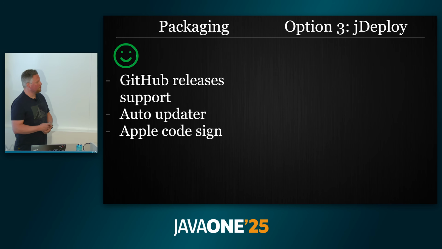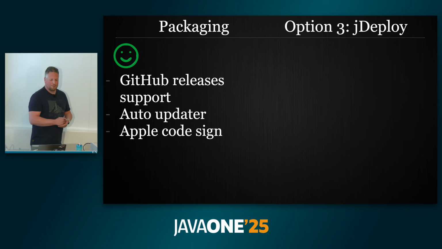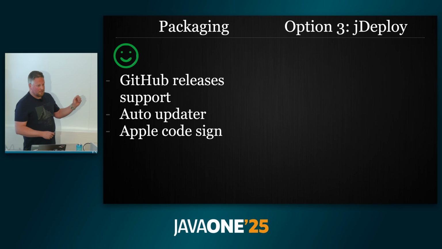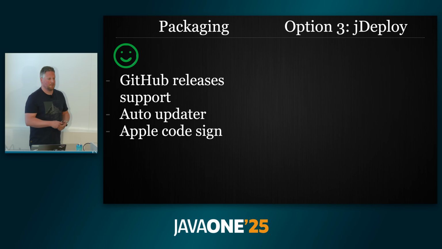It has GitHub release support. It has the auto-updater function. And if you use Apple, I don't know if everybody uses Apple, but if you build an application on your machine and ship it to another machine, Apple will say, hey, this application was made on a different device. I do not know this developer. Are you really sure you want to execute this thing? And you have security settings and have to allow the application. It's really annoying. And JDeploy will actually sign that application with a valid Apple developer certificate, so that's quite nice.